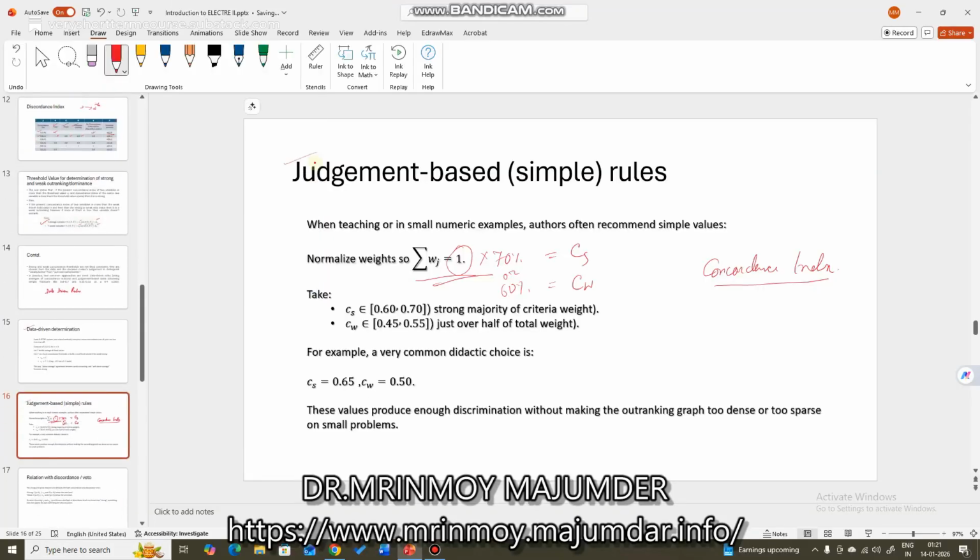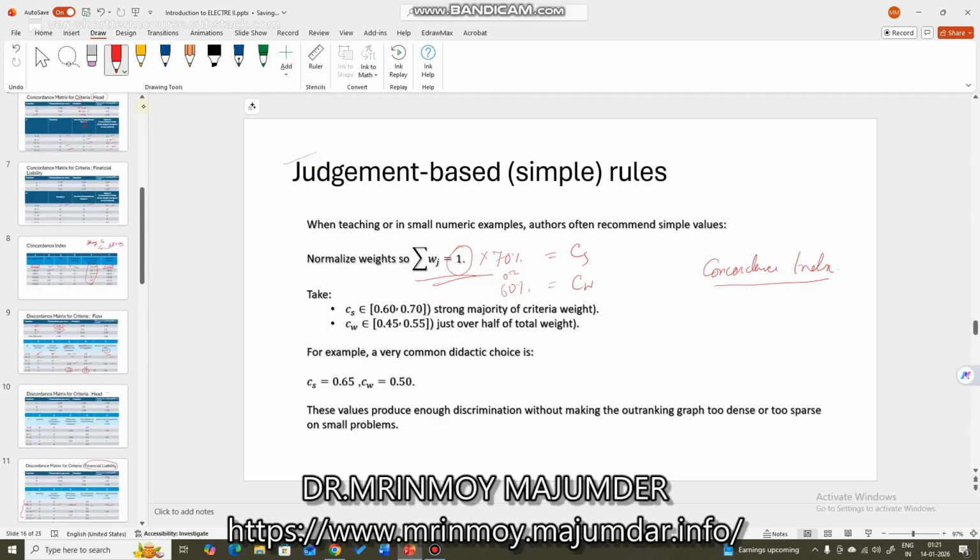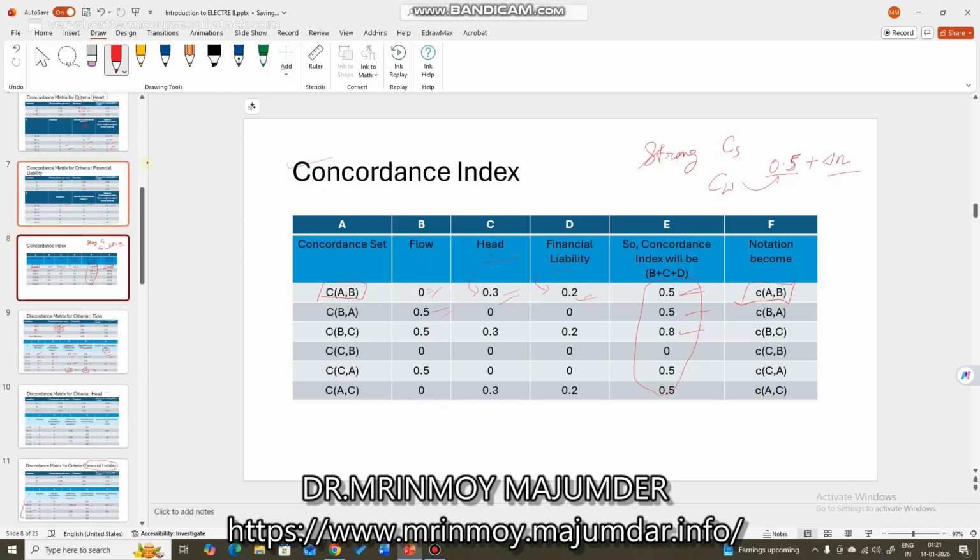So, which value am I talking about? All the concordance index. This is the value of all the concordance index, right? And when you add them, how much does it become? 0.5 plus 0.5, 1, 1.8. Again 0.5 plus 0.5, 1. So this becomes 2.8.